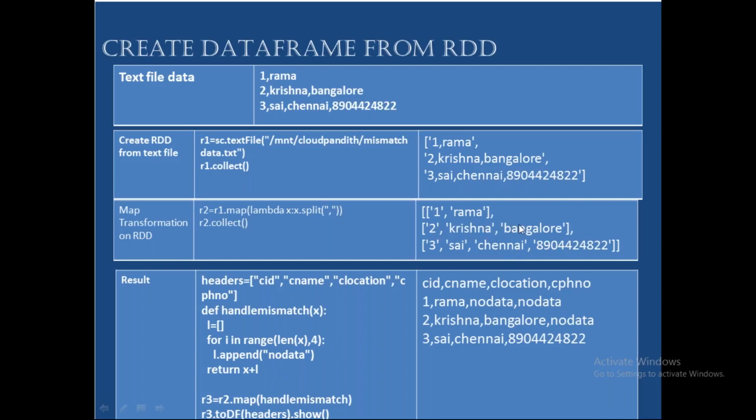Next, what is the length of this? 3. So range of 3, 4 means what values will it generate? A single value, isn't it? It will generate a single value, that is 3. So only one time, I'm just going to put no data here. The length of the third row is 4. Range of 4, 4 means will it generate anything? No. It will not generate anything. So that's why there is no no data for the third row.